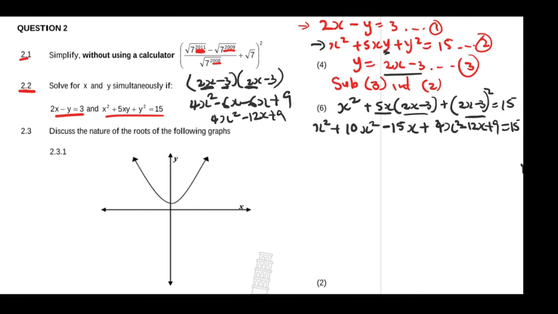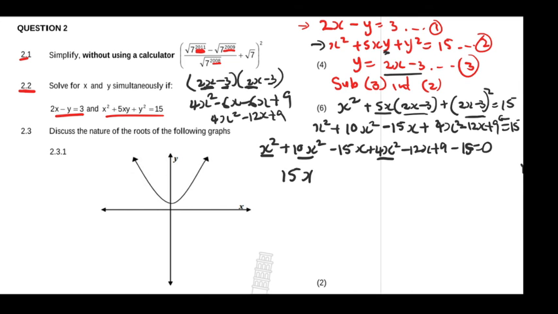So I'm going to write everything up, transpose this 15 to the other side. I have x squared plus 10x squared minus 15x plus 4x squared minus 12x plus 9 minus 15 is equals to 0. So I'm going to collect the like terms, this, and this. I'm going to get 15x squared. Let me just do this so that I see that I'm done with it. And then this minus 15 and minus 12, I'm going to add it together, getting minus 27x, and then 9 minus 15, I'm going to get minus 6 being equals to 0.